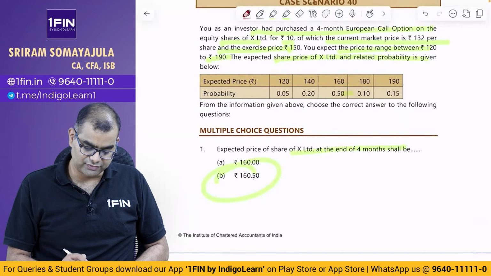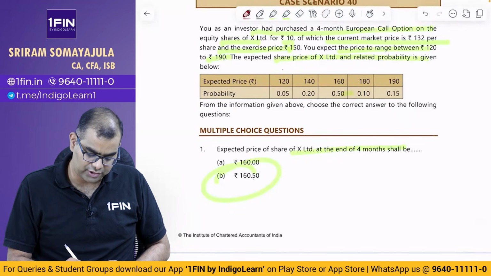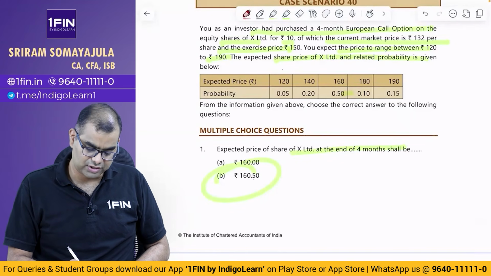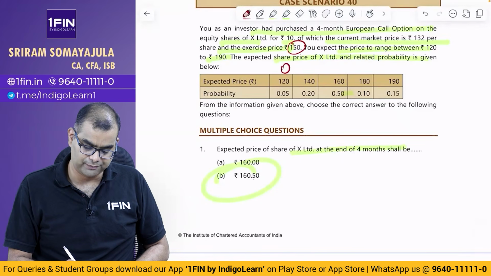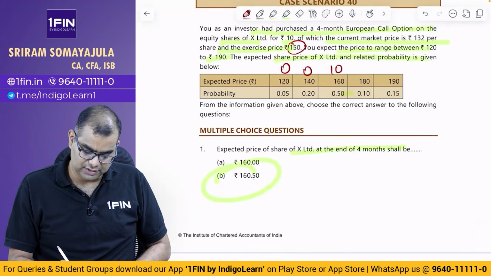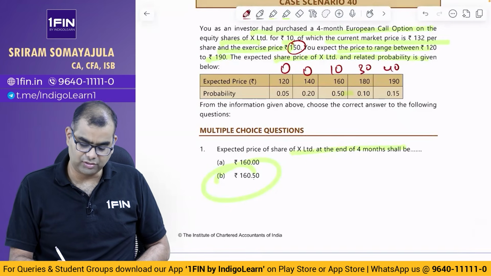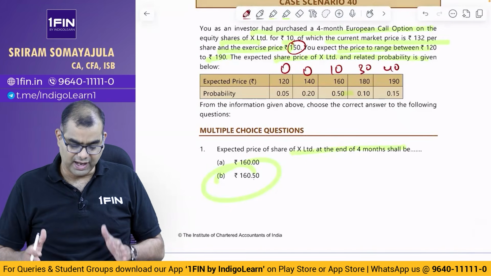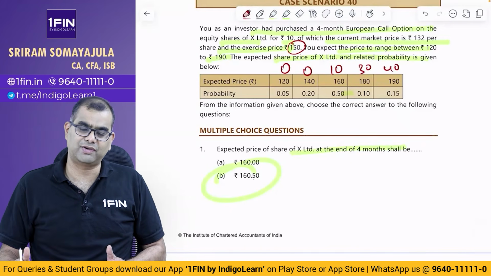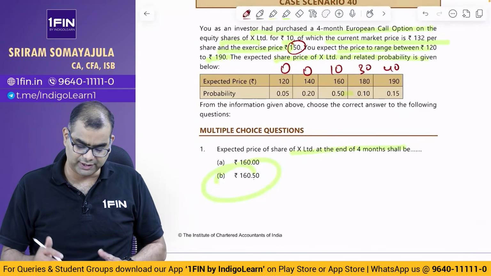That is the expected value of the share. For expected value of the call, for each point you have to find out the value of the option. So at this point, I have a right to buy at 150. So at 120, I'll buy in the market: 0, 0, 10, 30, and 40. How did I get 40? 190 minus 150. I have a right to buy at 150. Market price is 190, so I will buy at 150 and make a gain of 40.